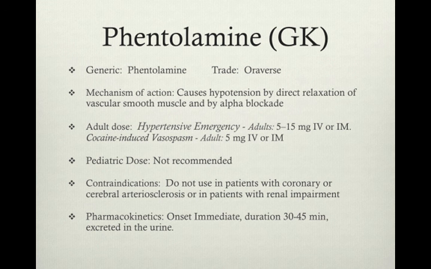We can use it in hypertensive emergency in an adult, 5 to 15 milligrams IV/IM. Cocaine-induced vasospasms, adult 5 milligrams IV or IM. Pediatric doses are not recommended. Do not use in patients with coronary or cerebral atherosclerosis or in patients with renal impairment. Pharmacokinetics: onset is immediate, duration 30 to 45 minutes, and this medicine is excreted in the urine.